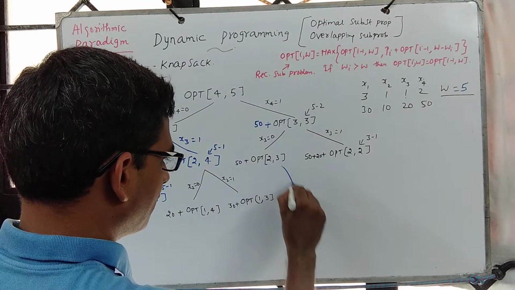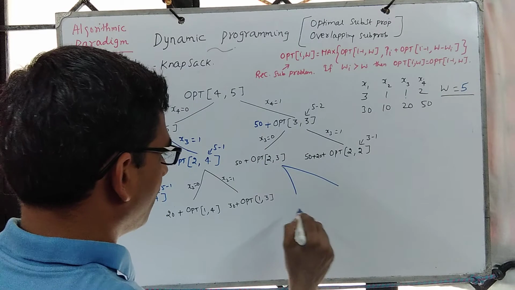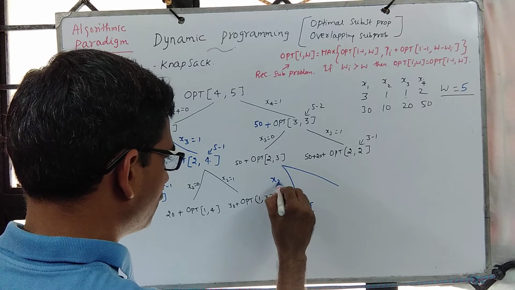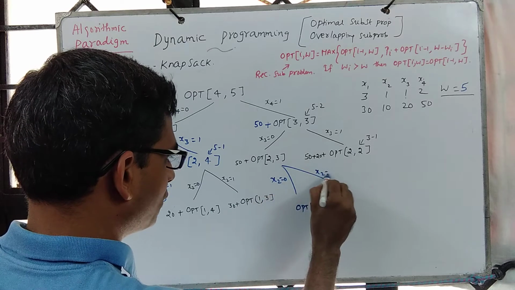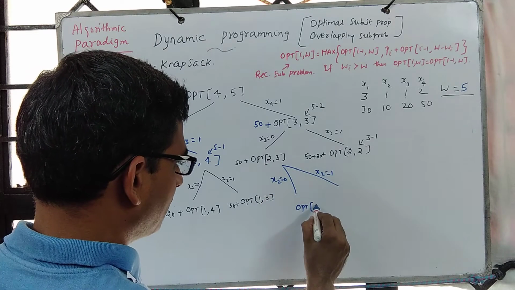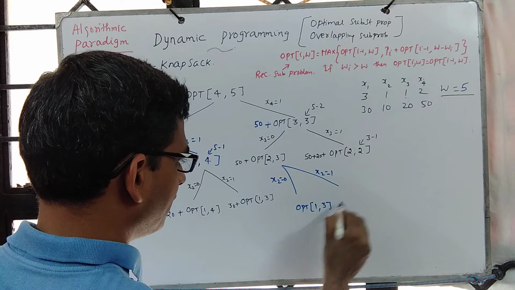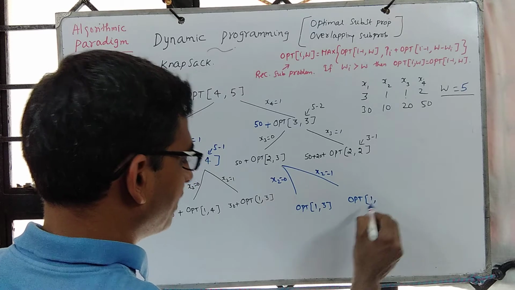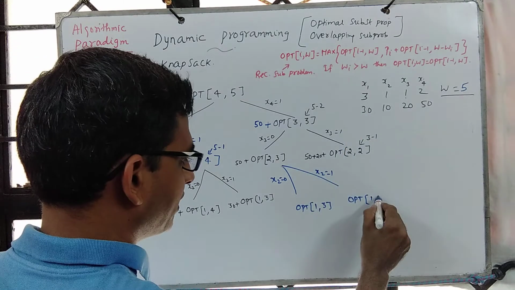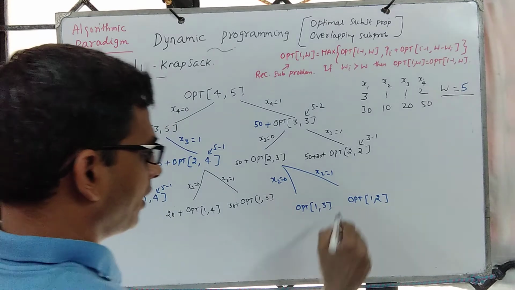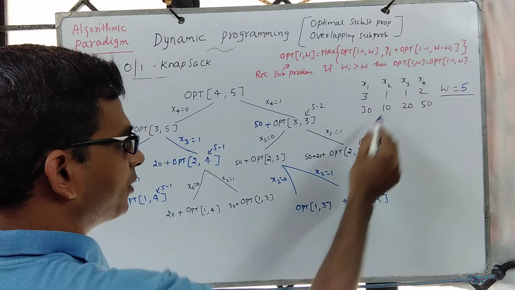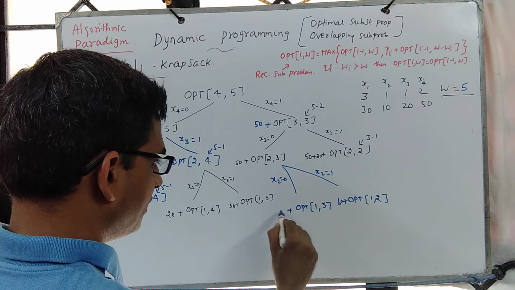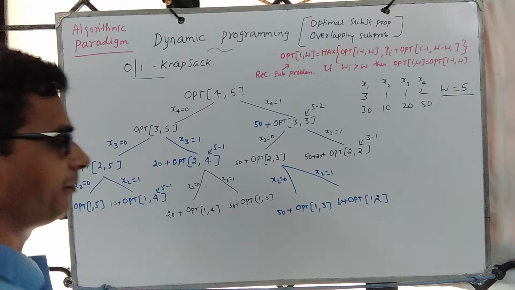Let's look at this problem. This one becomes opt of, again, x2 equals 0 and x2 equals 1. This becomes opt of 1 comma 3, and this becomes opt of 1 comma, we are including x2, so this becomes 1 comma 2. And if we include x2, the profit is 10, we already have 50, so this becomes 60. On this side it is 50.